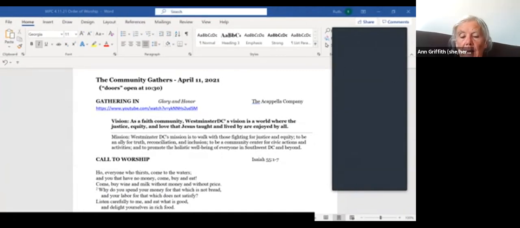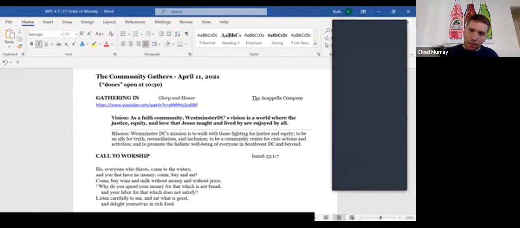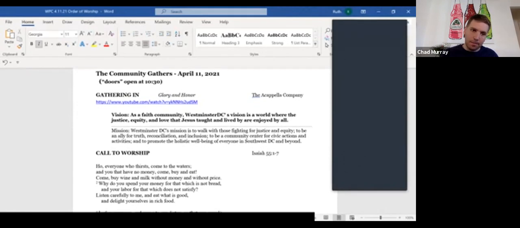Vision. As a faith community, Westminster DC's vision is a world where the justice, equity, and love that Jesus taught and lived by are enjoyed by all. Mission. Westminster DC's mission is to walk with those fighting for justice and equity, to be an ally for truth, reconciliation, and inclusion, to be a community center for civic actions and activities, and promote the holistic well-being of everyone in Southwest DC and beyond.